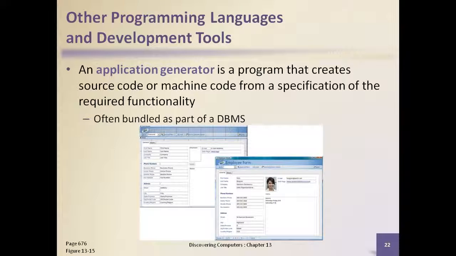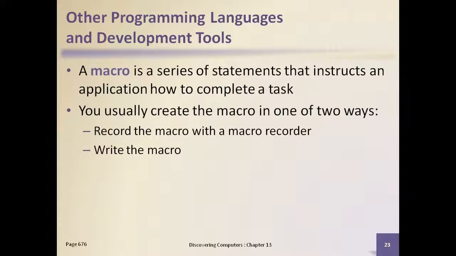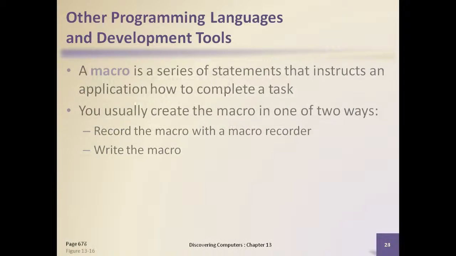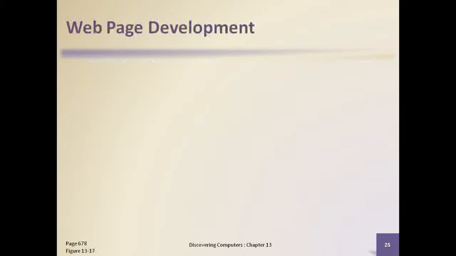An application generator is a program that creates source code or machine code from a specification of the required functionality. A macro is a series of statements that instructs an application how to complete a task. You usually create a macro in one of two ways: record the macro with a macro recorder, or write the macro. Ini macro dialog box in Excel window.